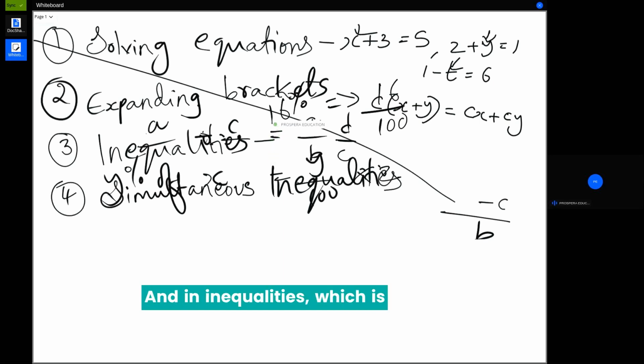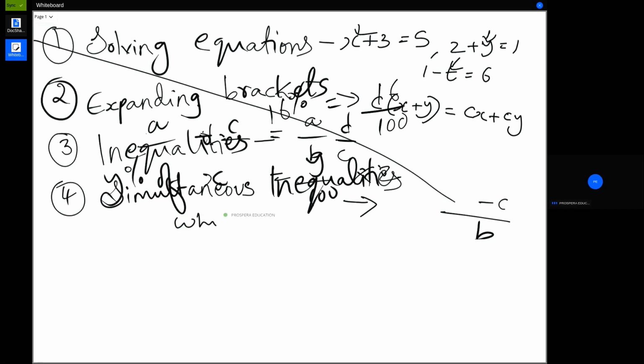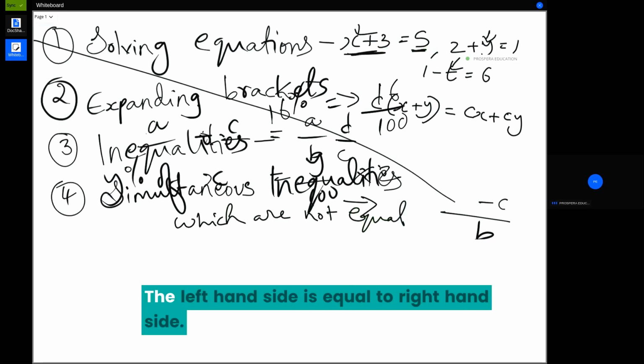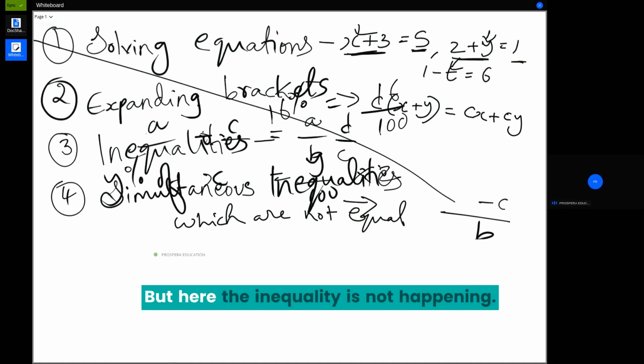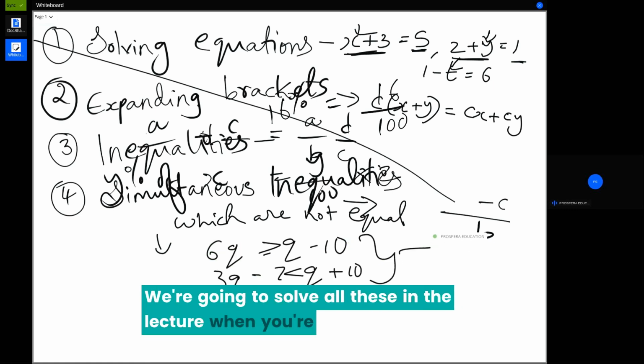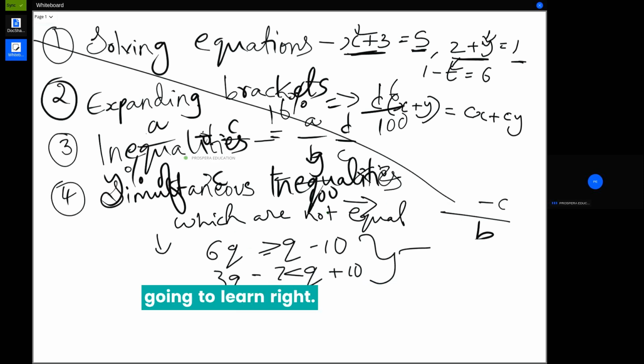And in inequalities, which is the third lecture, we will learn how to solve and manipulate inequalities and how to express solutions in interval notation. Inequalities means which are not equal. It's simple as that. So here, this one is equal to this one. Left hand side is equal to right hand side. But here, the equality is not happening. You're going to solve all this in the lecture when you're going to learn, right?